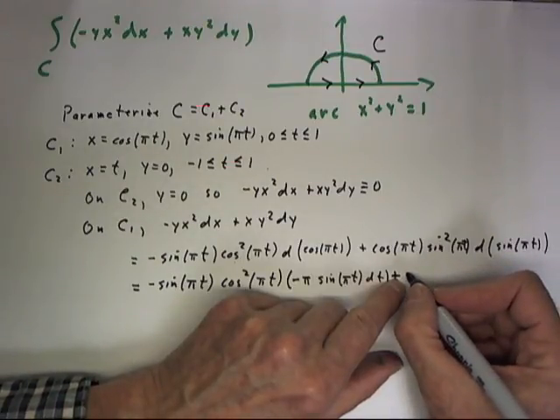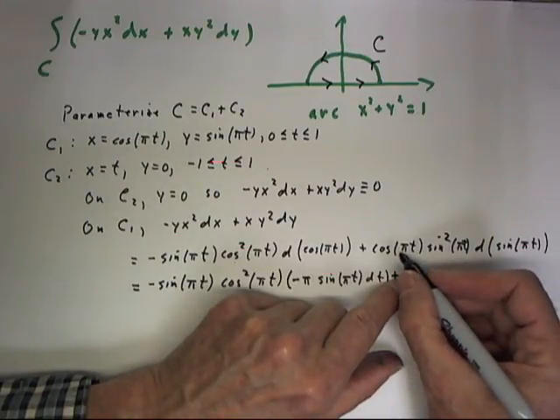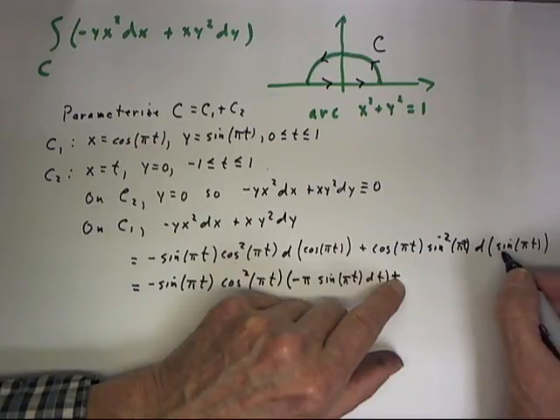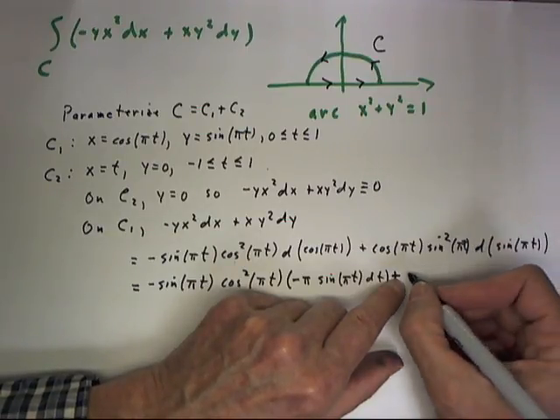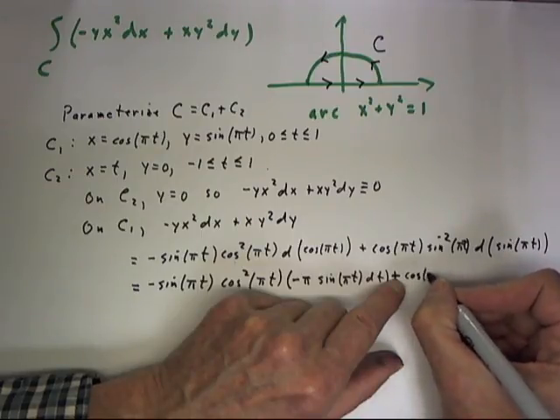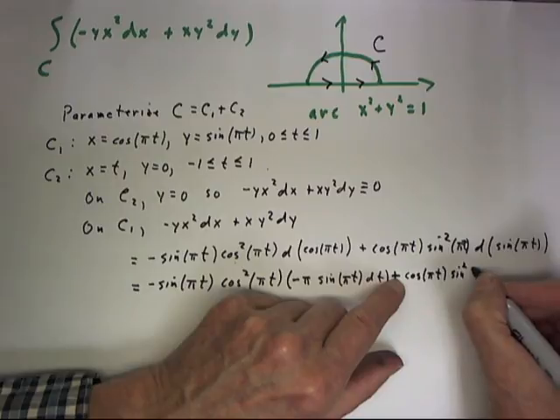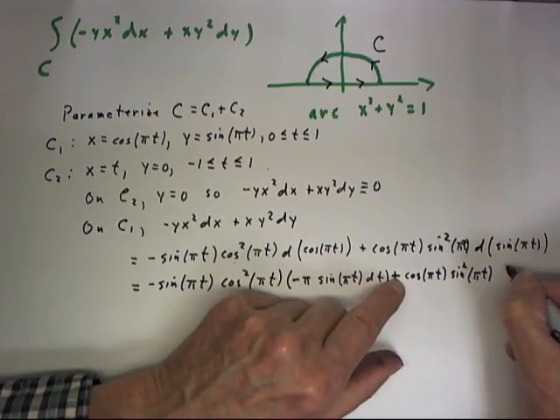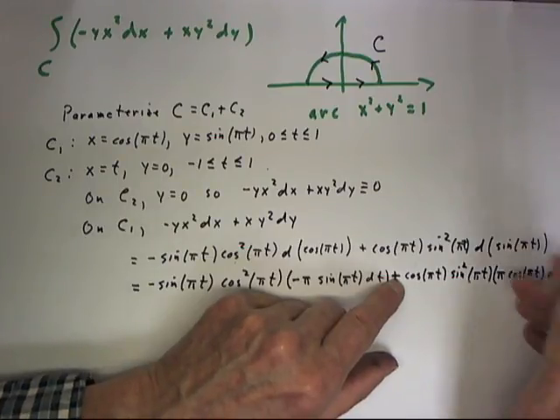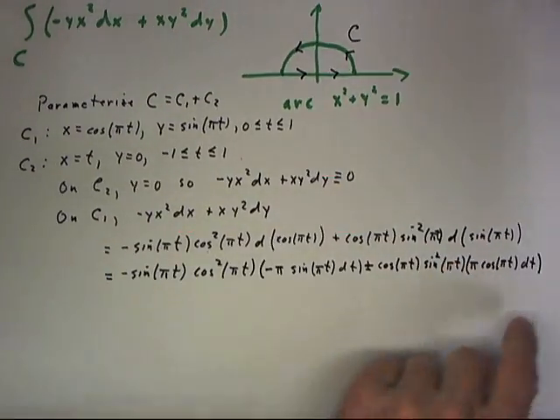So we have plus cosine of pi t here. We're going to get a pi cosine of pi t here. Let's write it out. Cosine pi t sine squared of pi t times pi cosine of pi t dt. Make sure we've got all that on the screen.